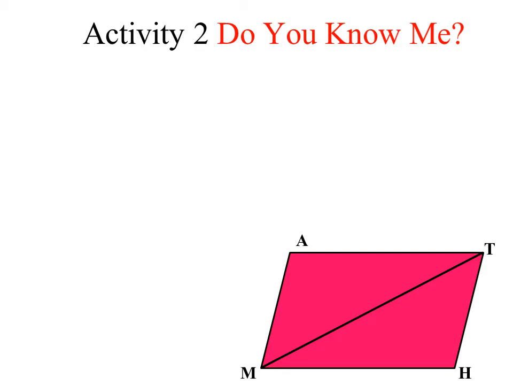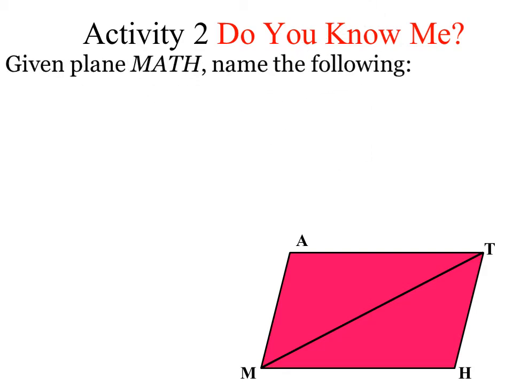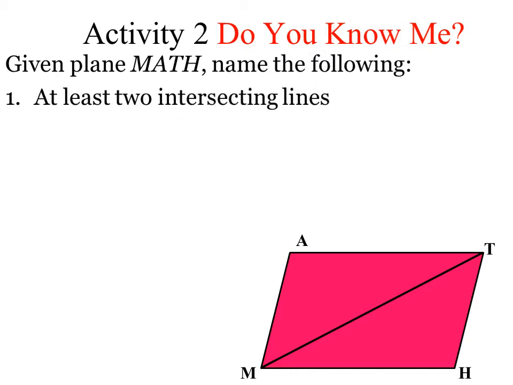Okay. So we have the plane M-A-T-H. Given the plane MATH, you are going to name the following. You name at least 2 intersecting lines. What do you mean by intersecting lines? So if we say intersecting, they meet at a common point. That is intersecting lines. They meet at a common point.